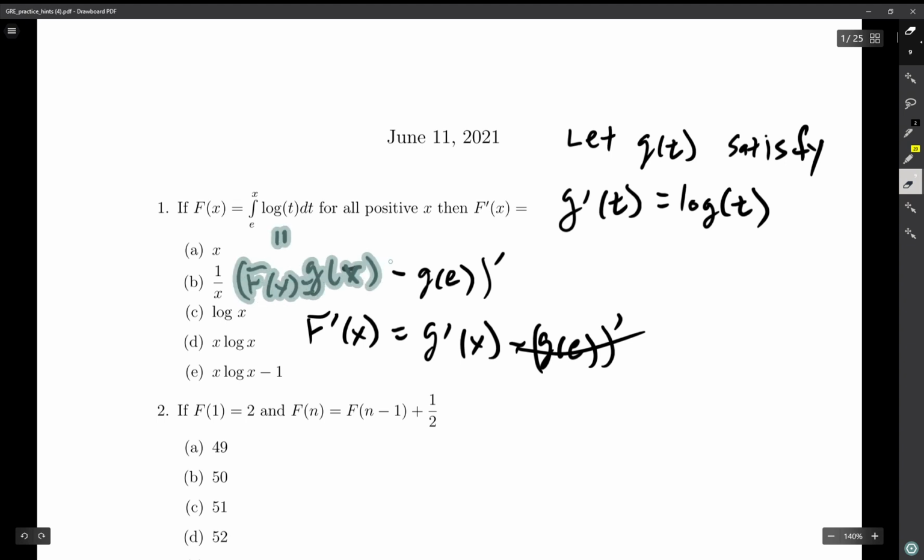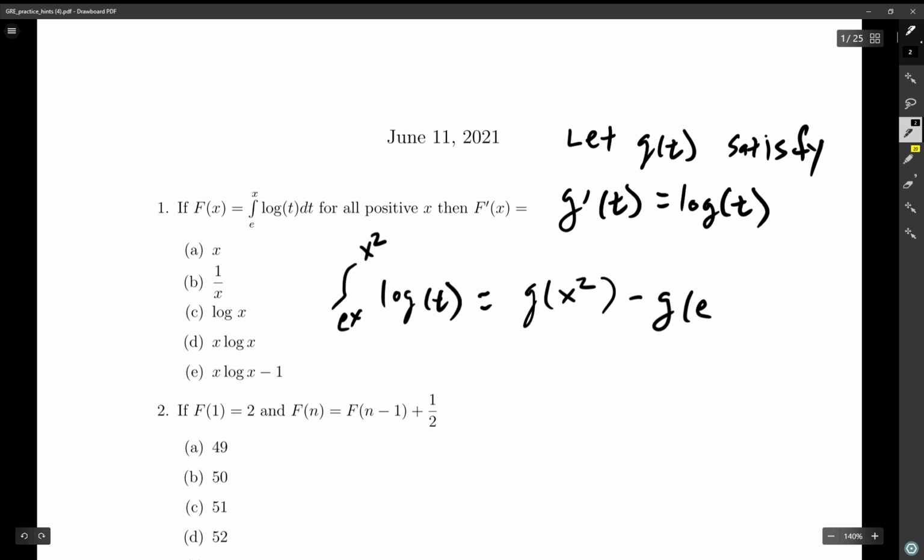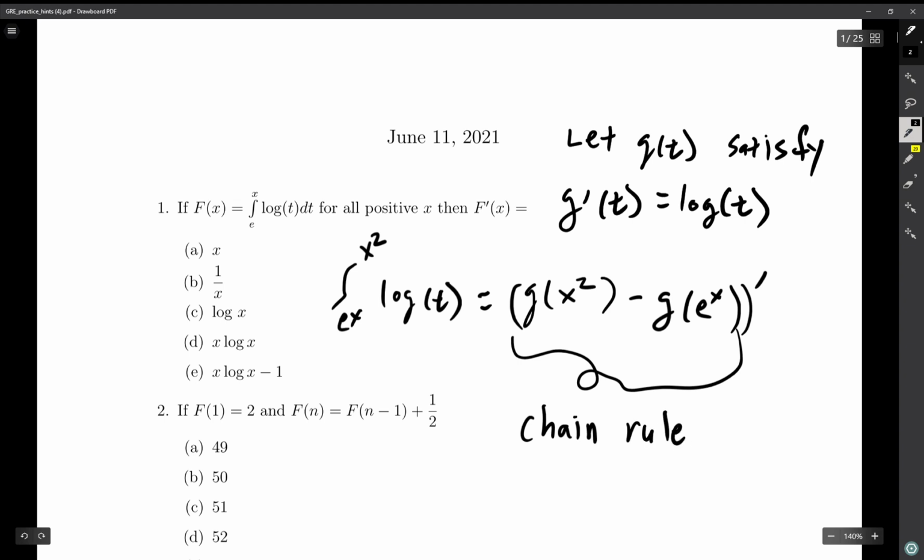Because what if instead of the upper bounds being just x and a constant, you could have something like the following, where you're looking for the integral from e to the x to x squared of log of t, right? But this is just the same kind of thing where you have g of t denote the antiderivative, and the endpoints are going to be g of x squared minus g of e to the x, right? And then to do this, right, this is the chain rule. So yeah, really not too hard.